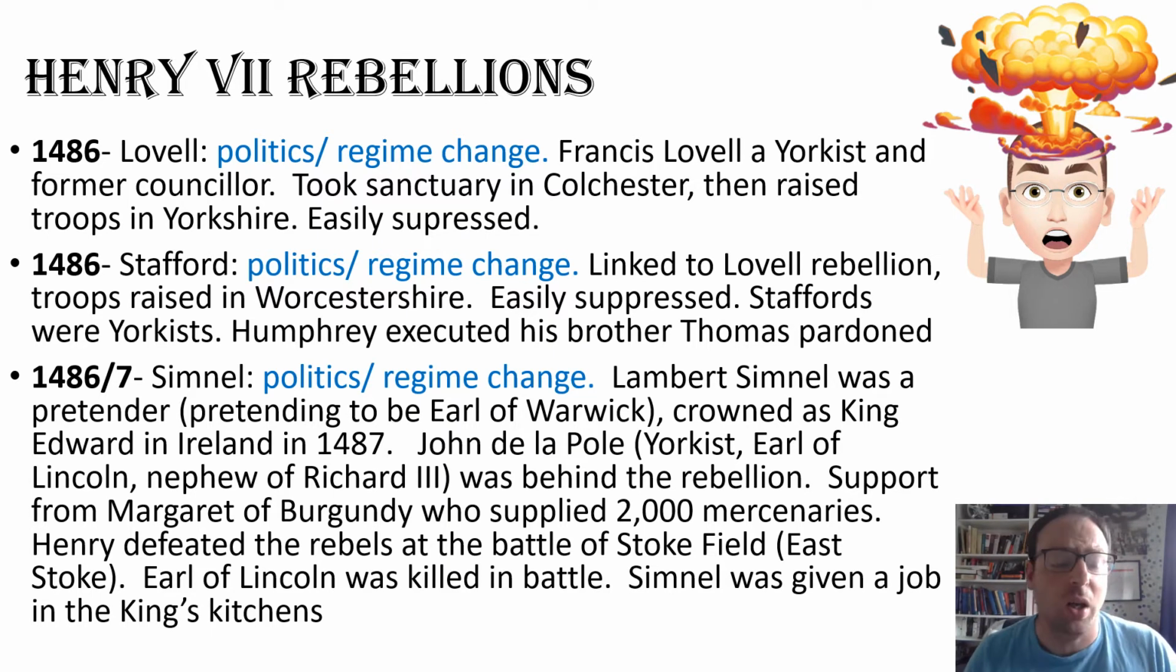The next rebellion, which starts in 1486 and goes into 87, is known as the Simnel Rebellion. This is the first of the Pretender Rebellions. These are a slight oddity, where we've got people who are pretending to be important people but aren't in themselves particularly significant, and they become the focus of the rebellion. There seems to be more that they are pawns in the hands of other people rather than the leading figures. So it's called the Simnel Rebellion because the focus is on a guy called Lambert Simnel, who was pretending to be the Earl of Warwick.